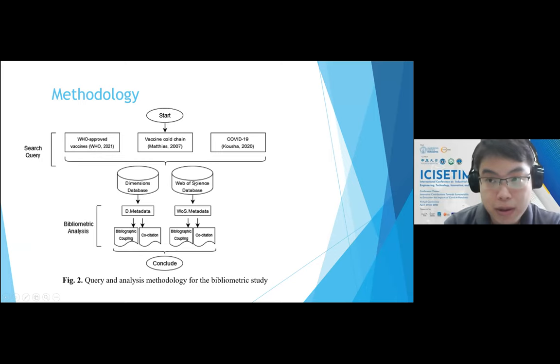The Dimensions database was suggested by Kosha et al. from an MIT study. And the Web of Science is a traditionally accepted list of journals. So I wanted to see the difference between those. And this was what I found.